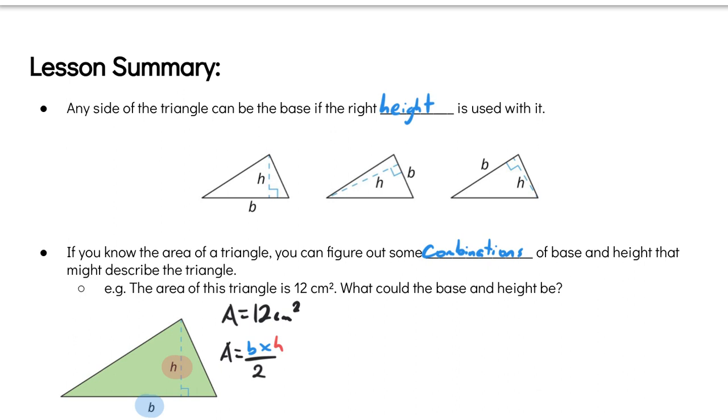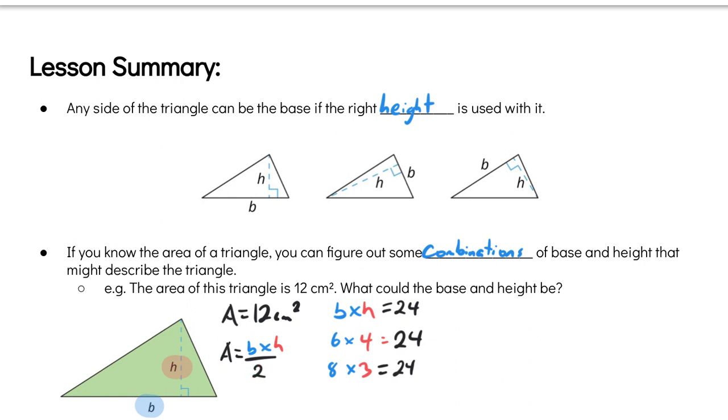We need the base times the height to equal 24, twice as much. So what are some options? We could have, let's say, 6 times 4. That would be 24. We could have 8 times 3. 8 could be the base, 3 could be the height. That would also give us 24. And if we had 24 up here, we would divide it by 2 and we would get 12 here.